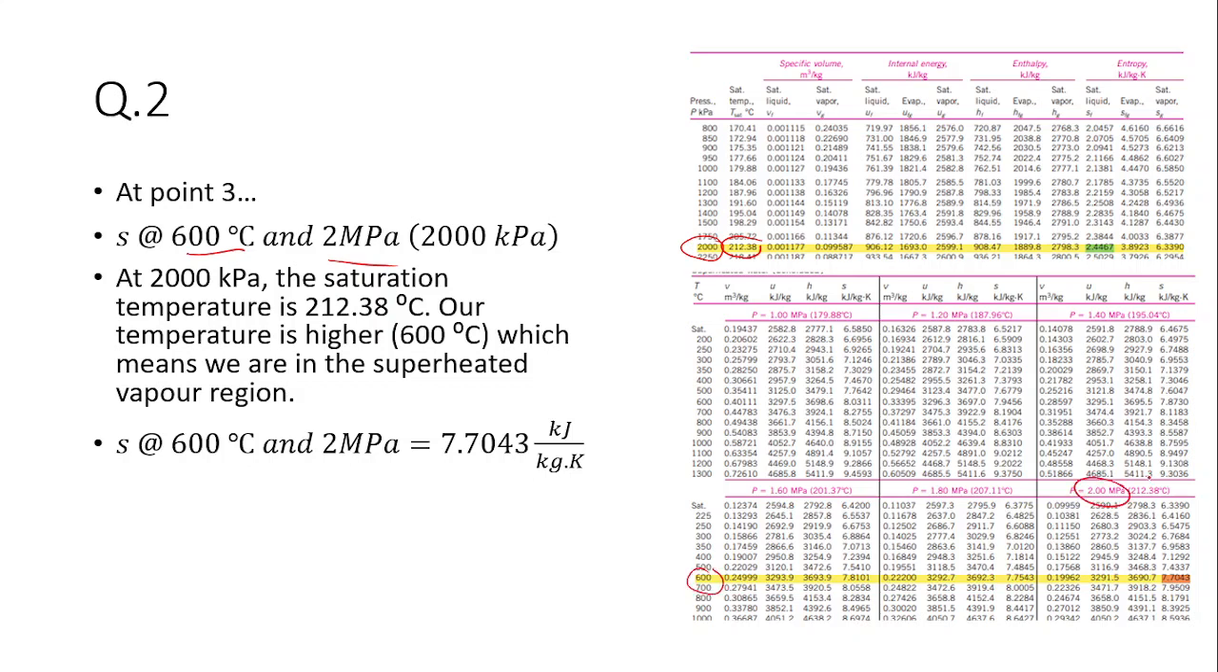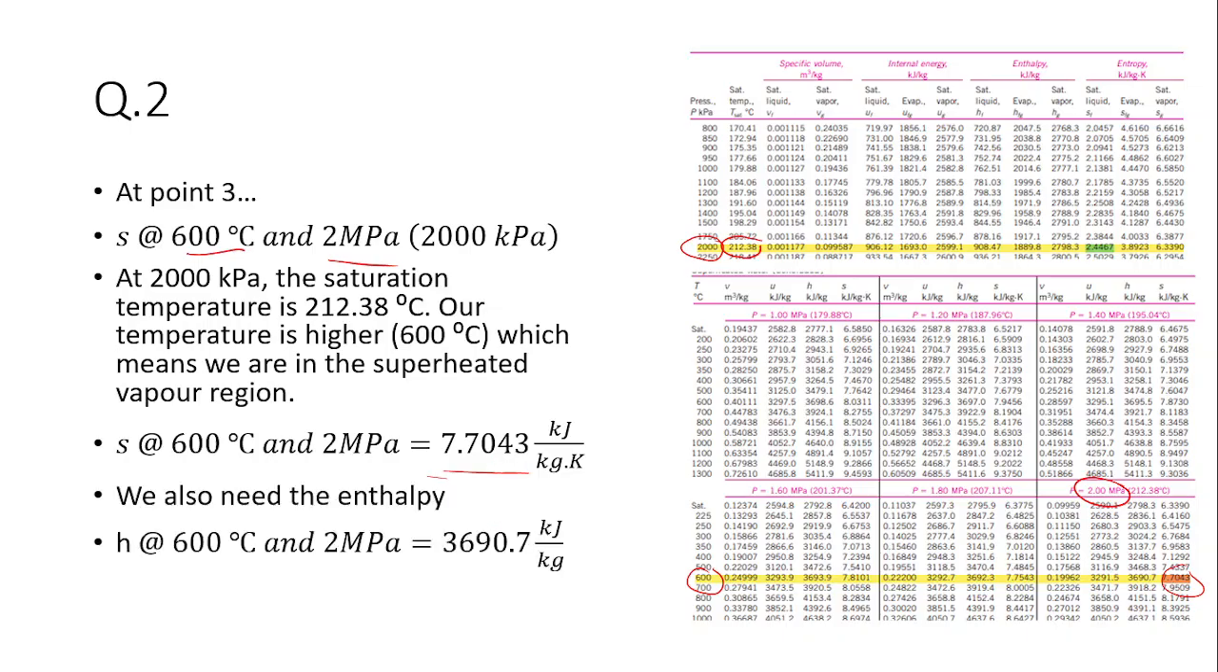So I highlighted it, and I can find my entropy. So that's the value we have here. So that's what I've written over here. And we also need the enthalpy. So the enthalpy is over here, right? Still at 2 megapascal and 600 degrees Celsius. So we can find the enthalpy.